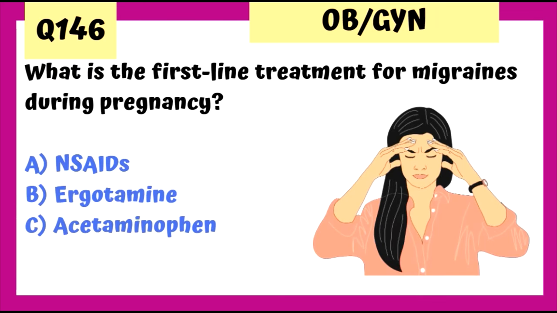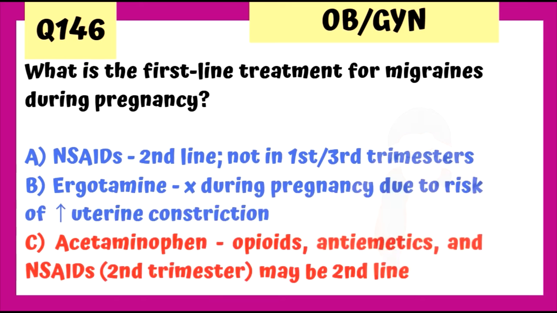Question 146, what is the first line treatment for migraines during pregnancy? Acetaminophen, not NSAIDs. Those are second line, and those are not safe in the first and third trimesters. Opioids and antiemetics can be used as second line.